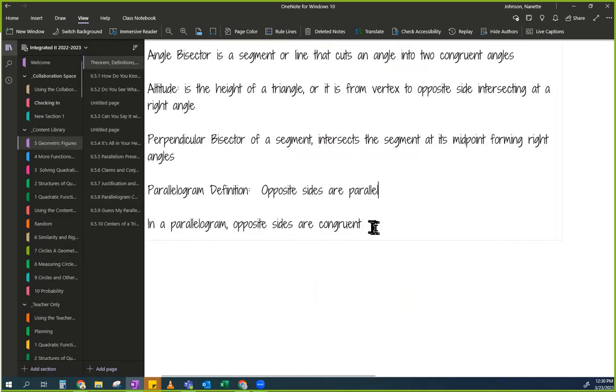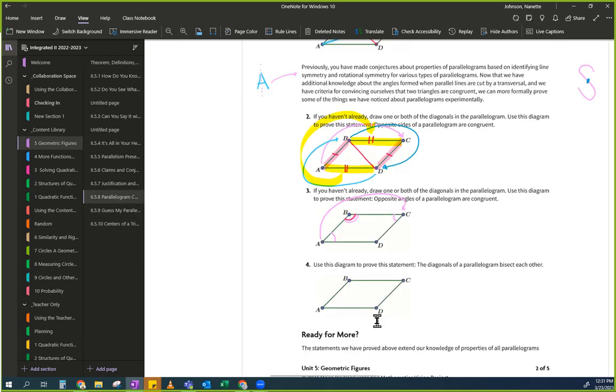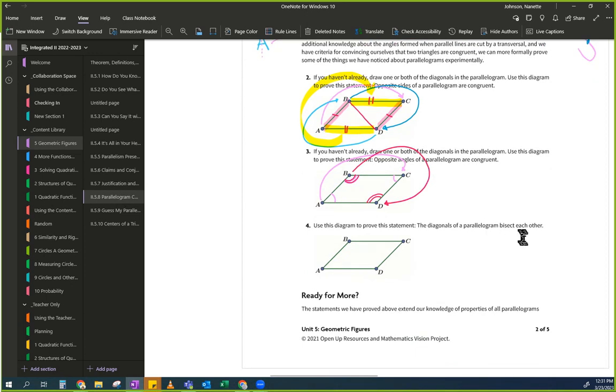So I want to copy that into our definitions. So opposite angles of a parallelogram are congruent. So wait, Miss Johnson, the moment that I know it's a parallelogram, I get all three of these. Actually, there's one more. You actually get this one too, that the diagonals of a parallelogram bisect each other.